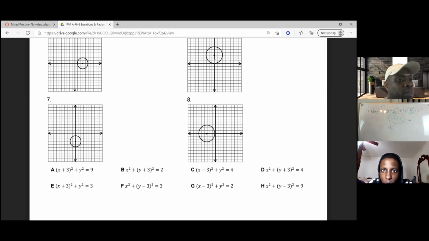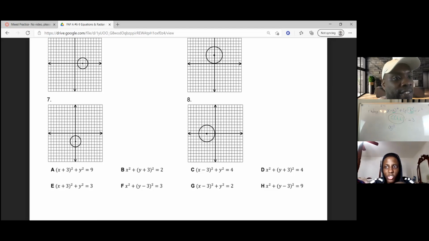Okay. Now what else can we look at? Radius. What's the radius? 4. Wait, hold on. Am I tripping? 1, 2. Oh no, yeah, I'm tripping. 1, 2. It's 3. Radius is 3. So it's either A or H.